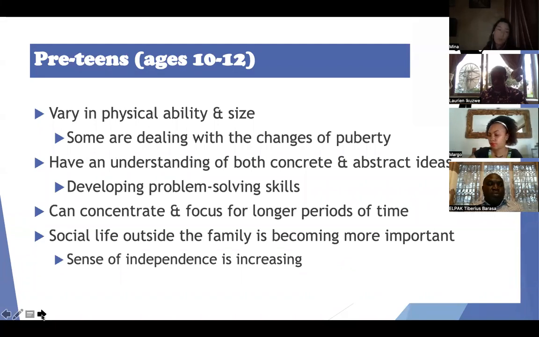Of course, not everyone. Some children are really struggling at this age. They want to stay children. They're not happy about this change happening in their life. And so you might find that they actually act like very young children.